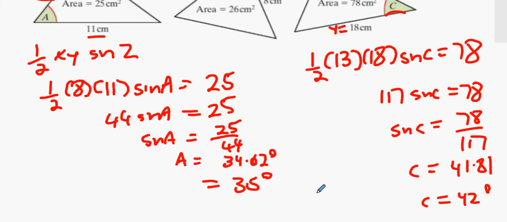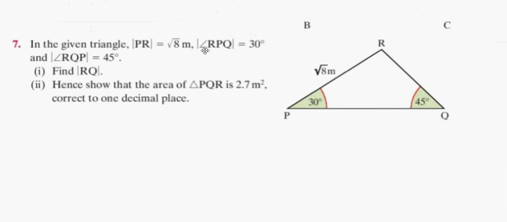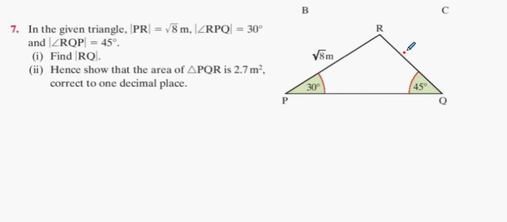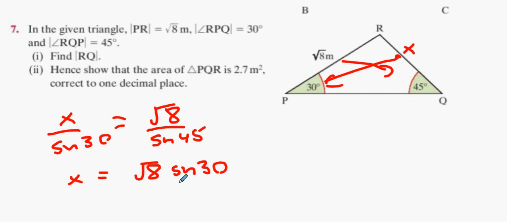Now let's move on. 7. Find RQ. I'll call RQ x, and x looks at the angle 30. So I'll just say x over sine 30 equals root 8 over sine 45, and x equals root 8 sine 30 over sine 45.